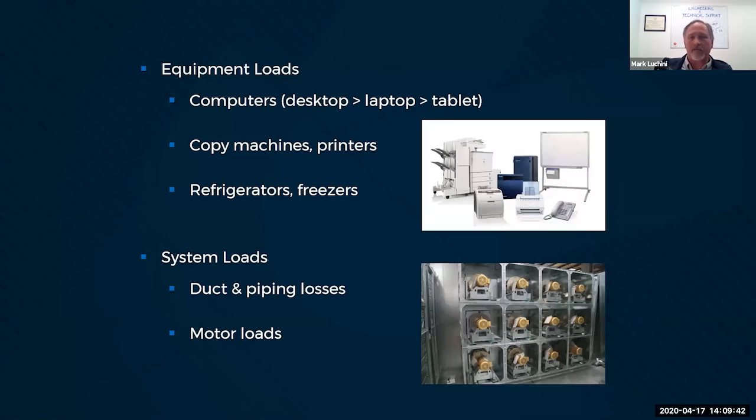So if I'm putting out 55 degrees at my air handler, by the time that air actually gets to the space, it may be 56 or 57 degrees. That other degree or two has actually been lost through the insulation. Same goes for piping, hot or chilled water.